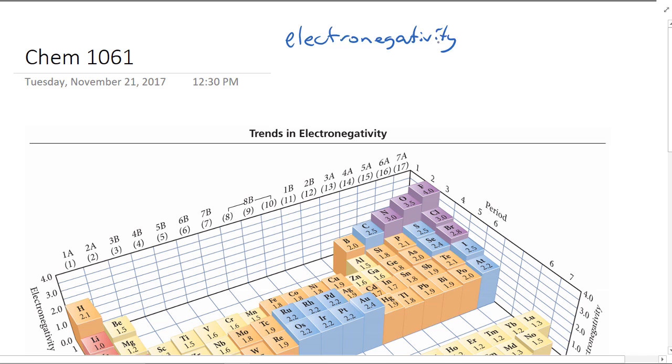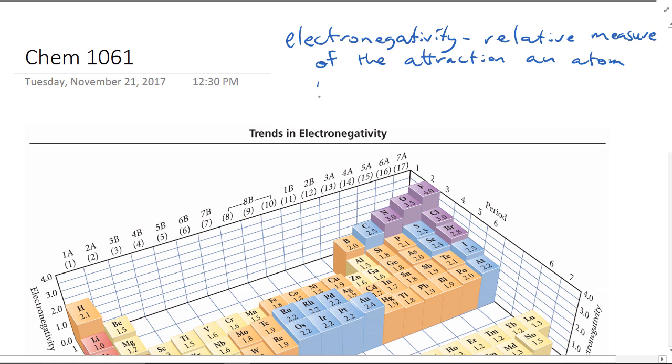We say that the electronegativity is a relative measure of the attraction an atom places on shared electrons. It's a relative measure of the attraction an atom places on shared electrons.